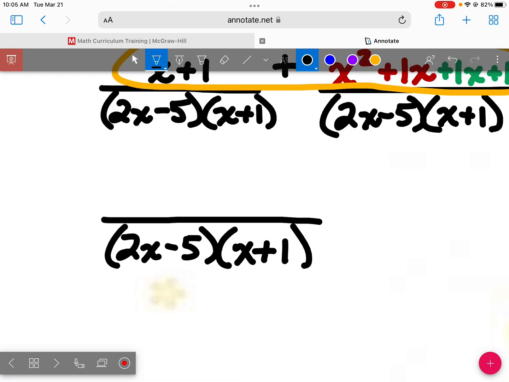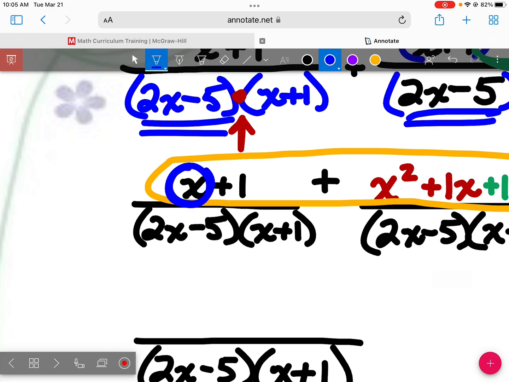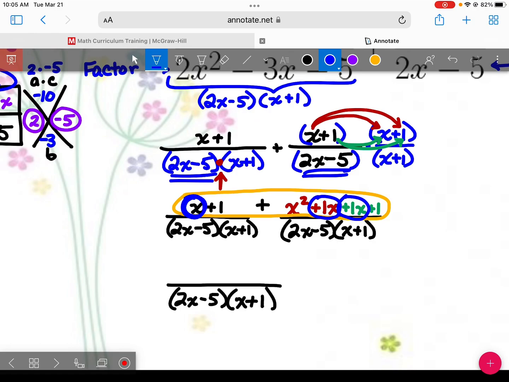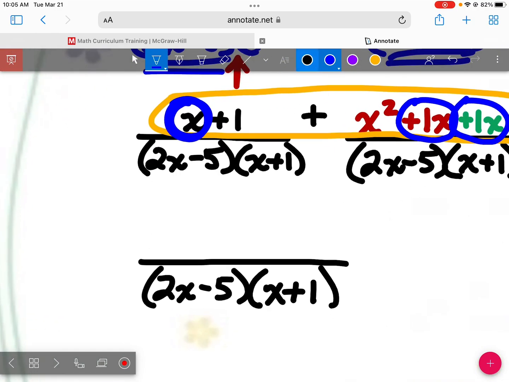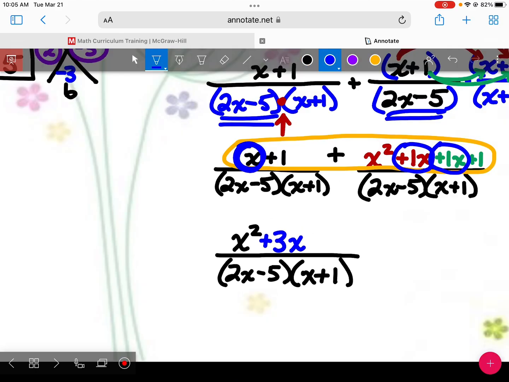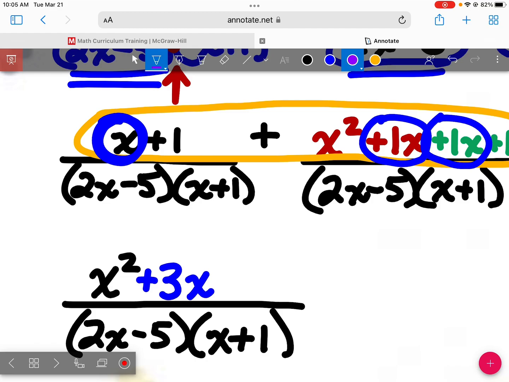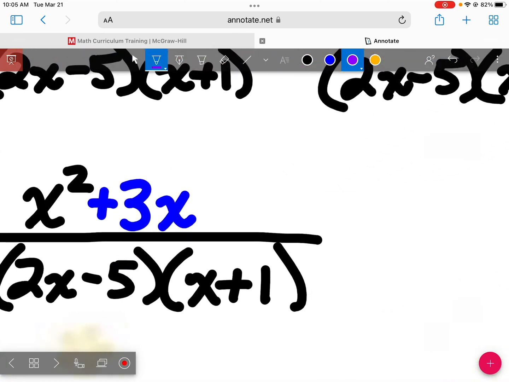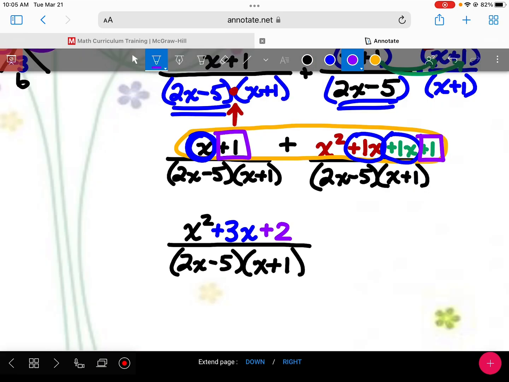Are there any like terms up here that I'm going to be combining together? Yep. This x right here, this x right here, and this x right here. How many x's do I have altogether there? 3. I'm going to put my x squared at the front, and then it is plus 3x. Do I have any other like terms? 1. Positive 1 combined with another positive 1 gives me what? Plus 2. So I have added these two rational expressions together.